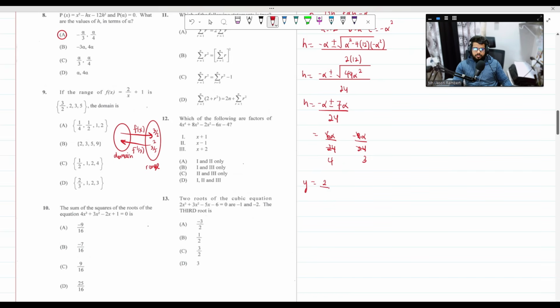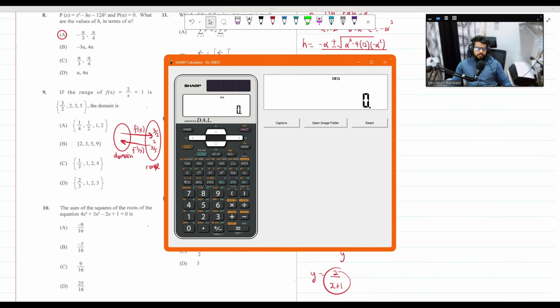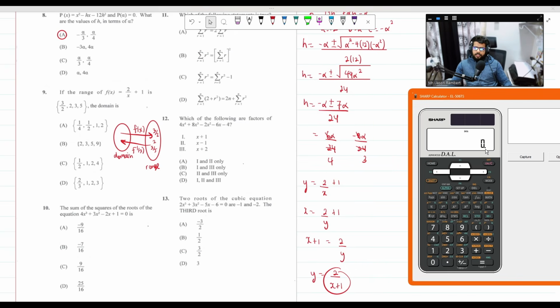Y is equal to 2 over x plus 1. X is equal to 2 over y plus 1. Move the 1 across. X minus 1 is equal to 2 over y. Cross multiply. Y is equal to 2 over x minus 1. This is my inverse. Let me check and see what 3 over 2 minus 1 is. Jump on my calculator. I'm taking the first entry in my range, which is 3 over 2. 2 divided by, open brackets, 3 over 2 minus 1.